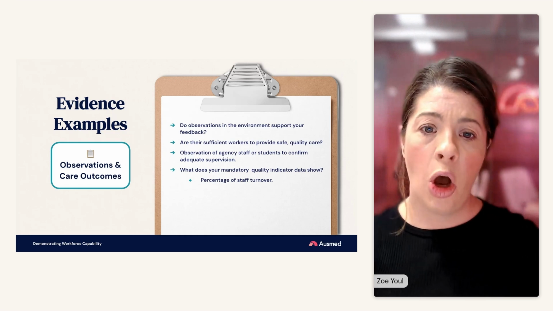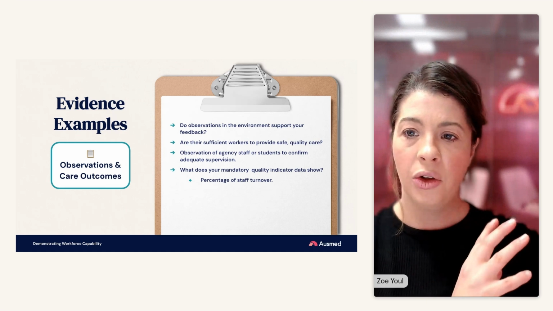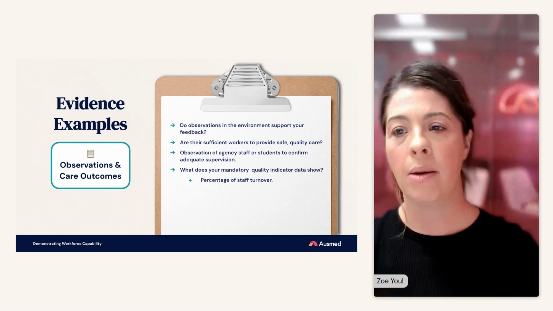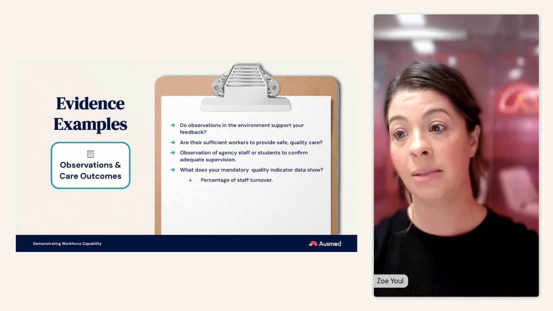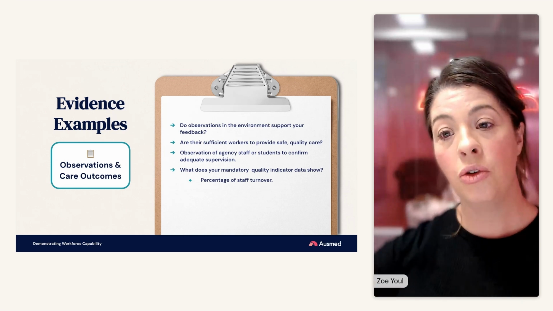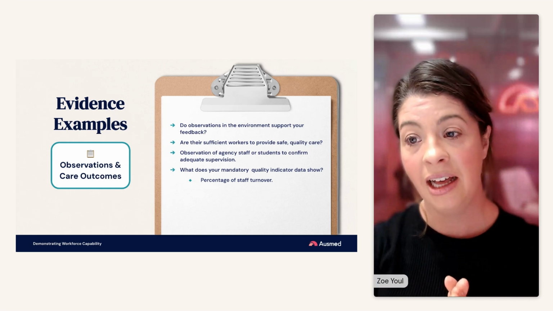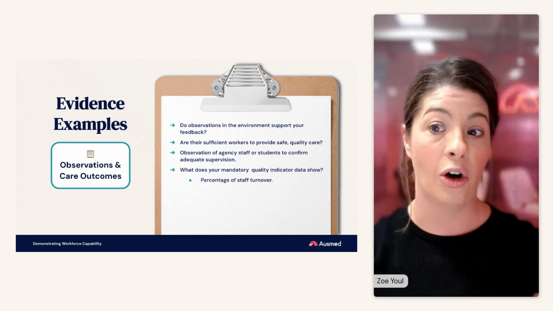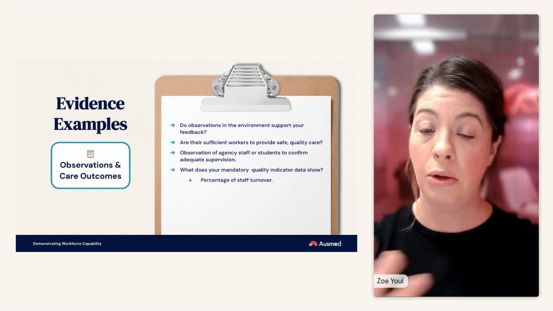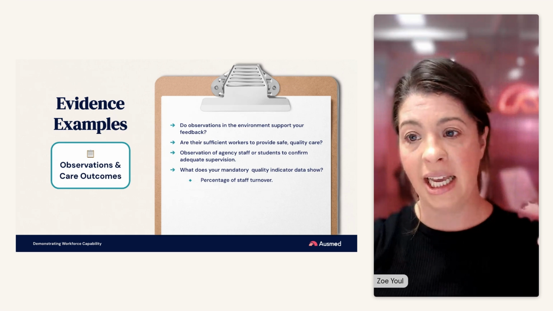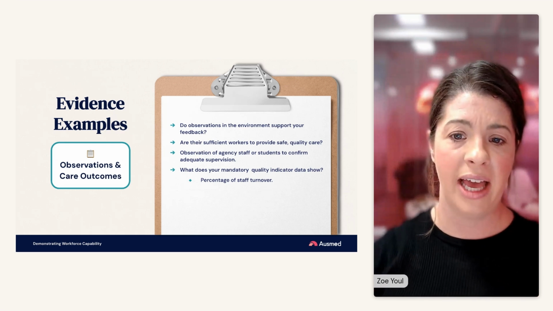And lastly, observations and care outcomes really round out that picture. And that's, do the observations in the environment support what you've said, what your governing body says, what your policies and procedures say, and do they actually show in your mandatory quality outcome data that you're doing a great job? And that's where there's an opportunity to look at percentage of staff turnover. They'll look at that and see, are people getting the care that they want? Is there enough staff, and are we doing that?